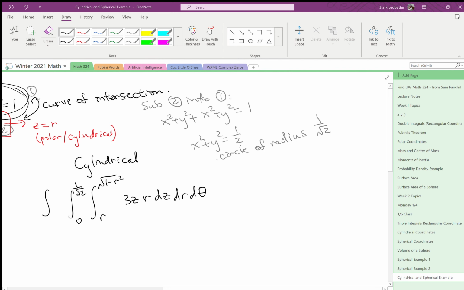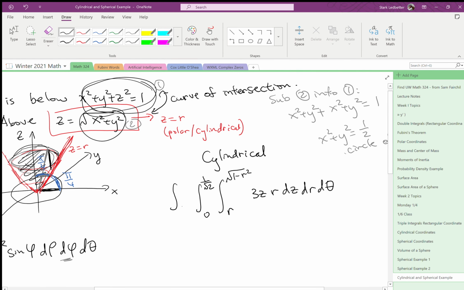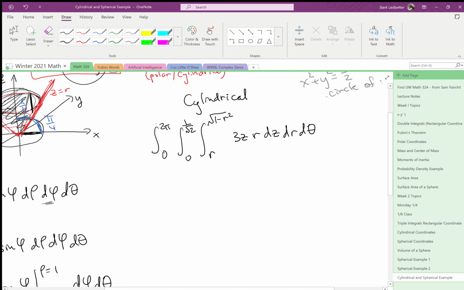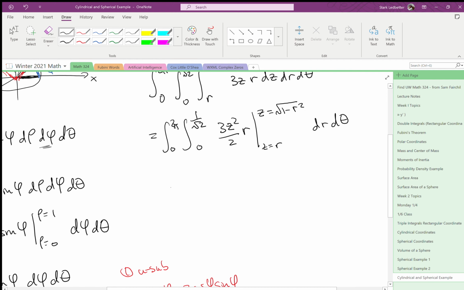So note that was a little bit of extra work there. Otherwise, maybe this looks nicer so far. And then theta, we want that whole circle, so theta goes from 0 to 2 pi still. Great. Okay, then we're going to integrate, so 0 to 2 pi, 0 to 1 over root 2. Let's see, z integrates to 3z squared over 2. We need an r. Z is going to go from r to the root of 1 minus r squared, dr d theta.